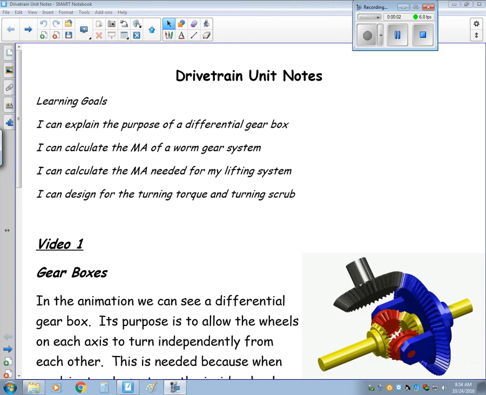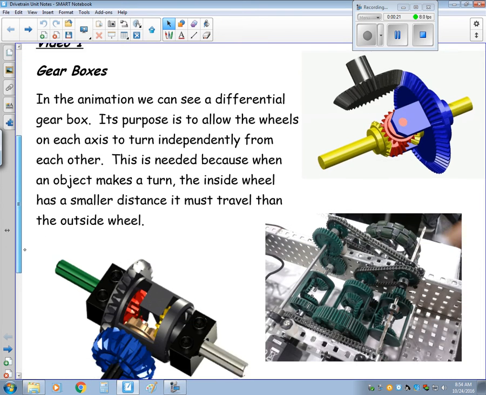Okay, this is video 1 for the drivetrain unit notes. For this unit, I want you to be able to explain the purpose of a differential gearbox, calculate the mechanical advantage of a worm gear system, calculate the mechanical advantage needed for a lifting system, and design for turning torque and turning scrub.